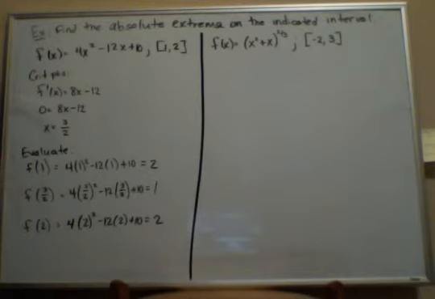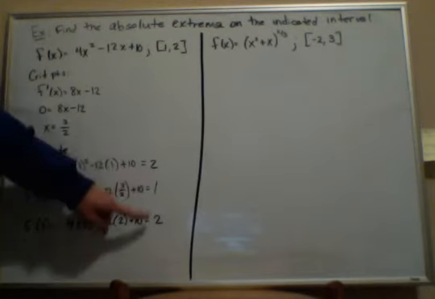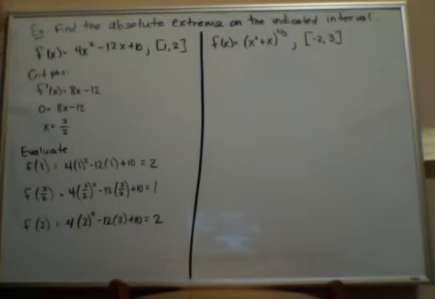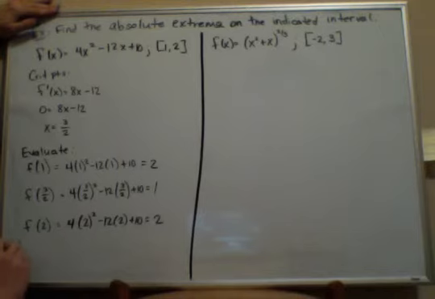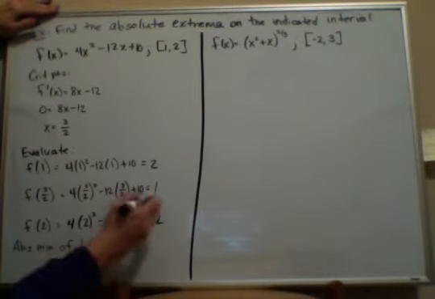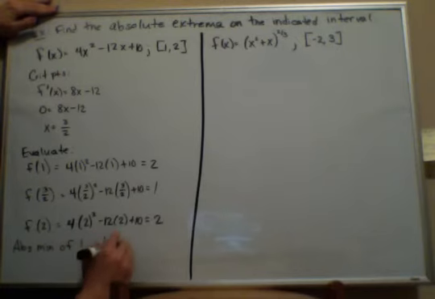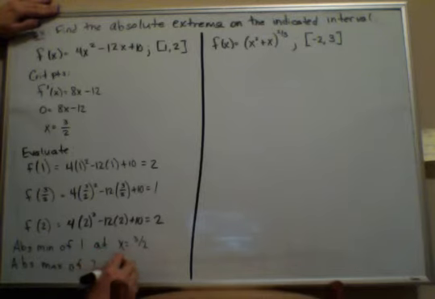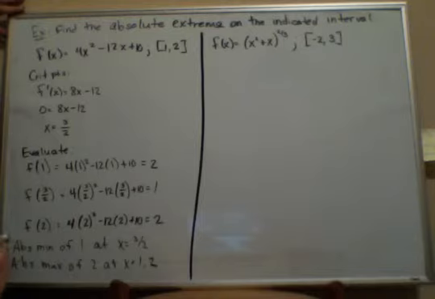And you can see that I've done those evaluations here. And so here's what I get. I have 2, 1, and 2. So I have a couple of things going on. I have an absolute minimum of 1, that's the smallest number there, at x equals 3/2. And we have absolute maxima of 2 at x equals 1 and at 2. Okay. So there's what our answer will look like.